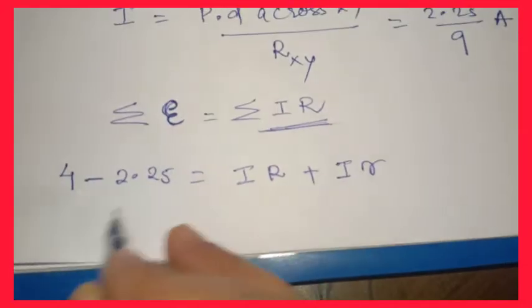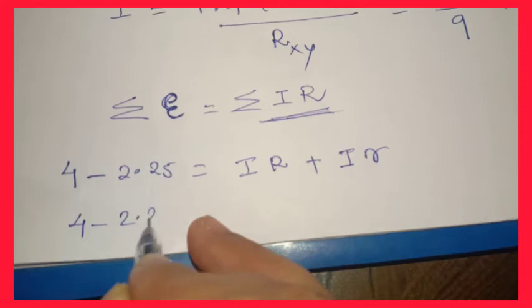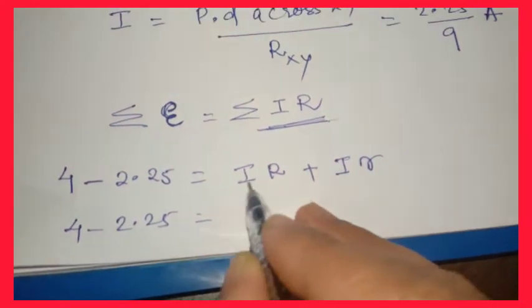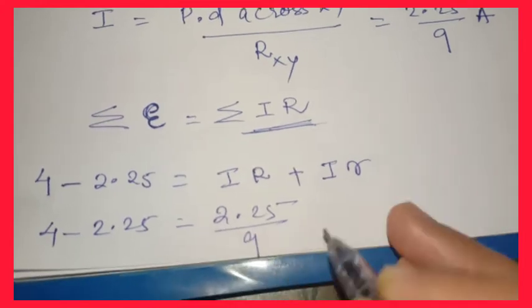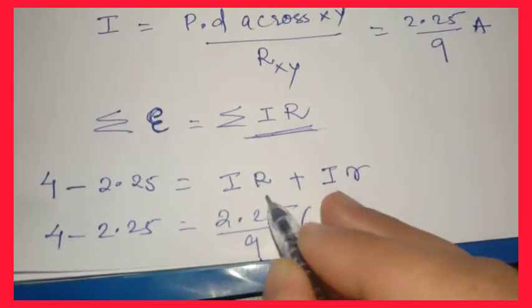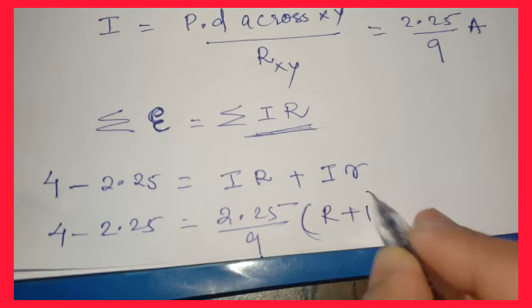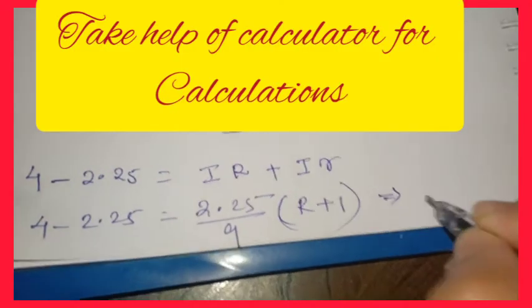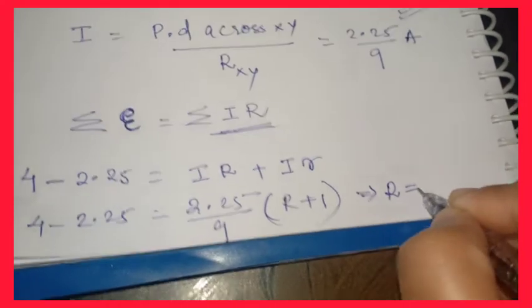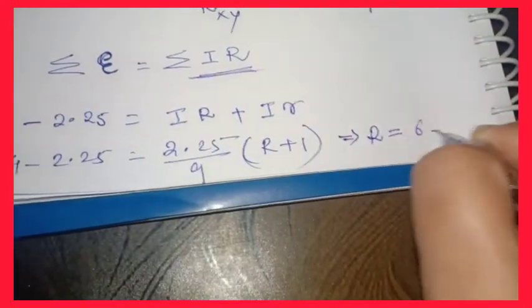So 4 minus 2.25 is equals to, let me take this I common, 2.25 divided by 9 is whole into R plus the internal resistance value is 1. Solving this, we can find out the value of resistance. R is equals to 6 ohm.